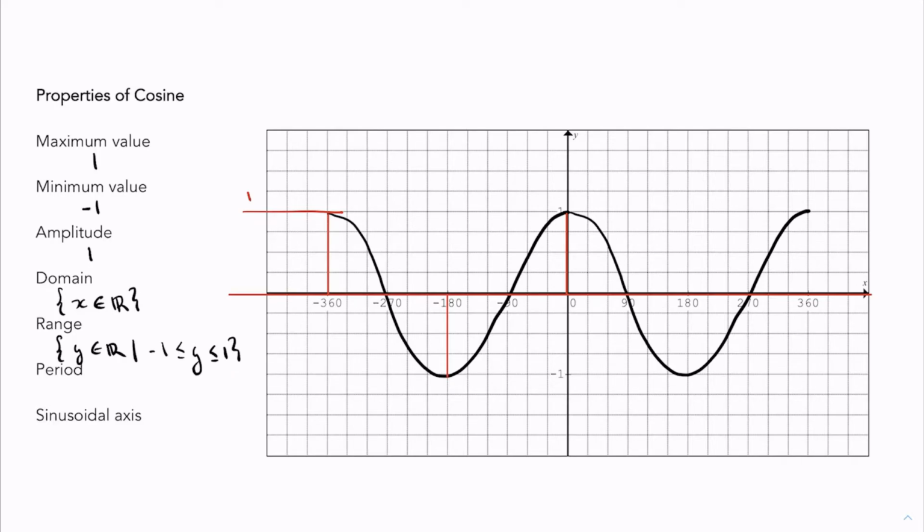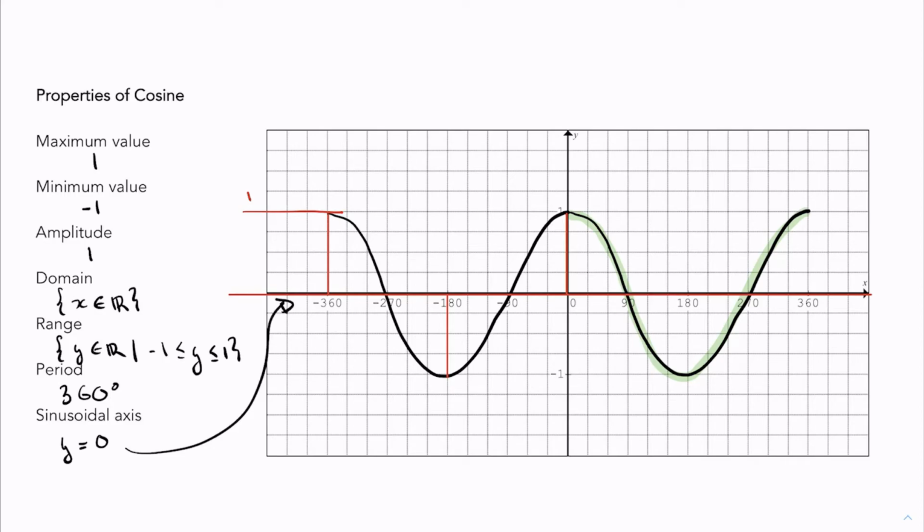Our period, 360 degrees, because it takes one cycle of 360 degrees for it to start repeating itself. And finally, the sinusoidal axis is just y equals 0.